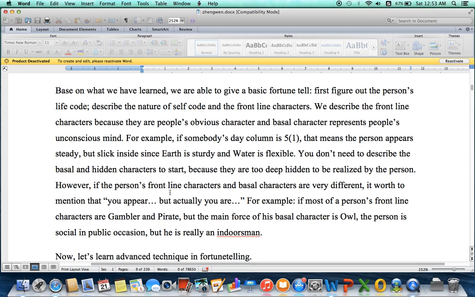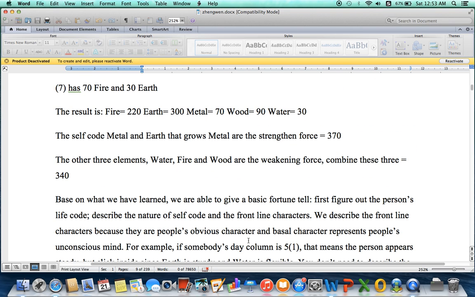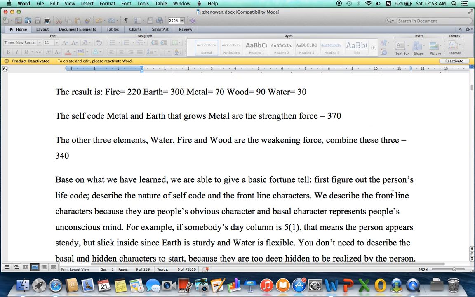However, if a person's frontline character and basal character are very different, you can mention that you appear so, but you actually are. For example, if a person's frontline characters are gambler or pirate, that means generous. But the main force of his basal code is owl, so the person appears as a social person, but he is actually a nerd, indoors man. He doesn't like to communicate. So that means this is how to give a fortune telling.